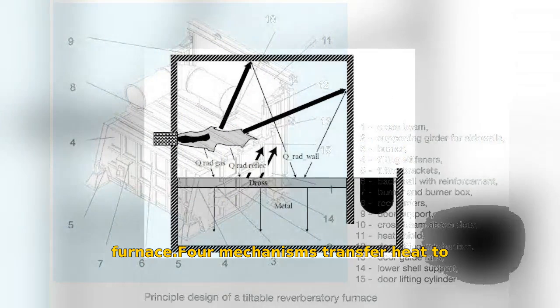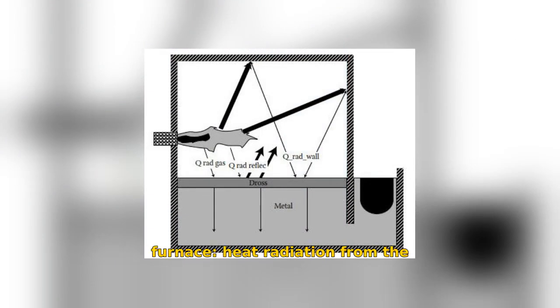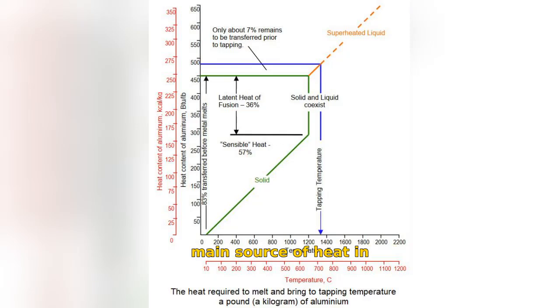Four mechanisms transfer heat to the aluminium charge in the furnace: heat radiation from the furnace lining, combustion gas thermal radiation, direct flame radiation, and convective heat transfer from hot gases. Heating by radiation is the main source of heat in a reverberatory furnace, although optimizing all heat transfer mechanisms at different melting stages is crucial for efficient operation.